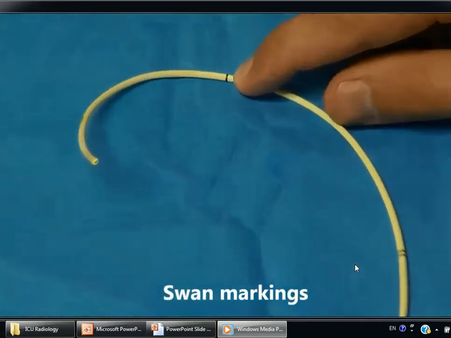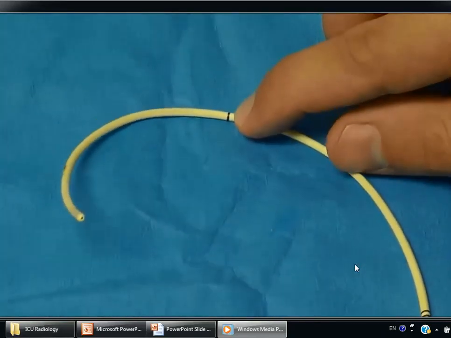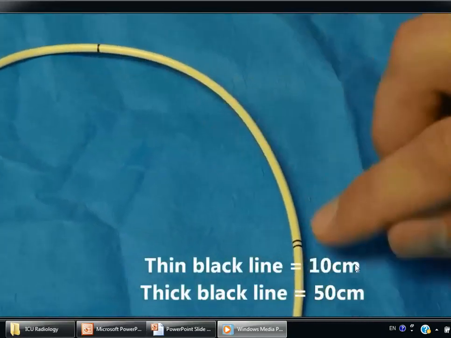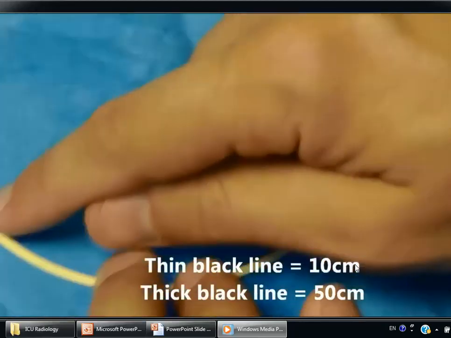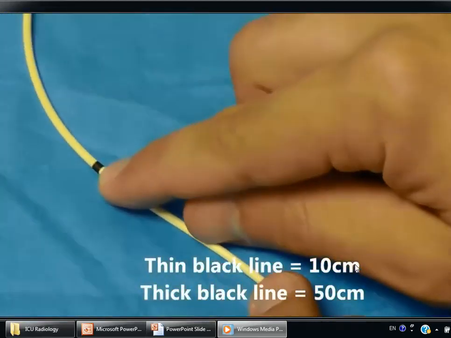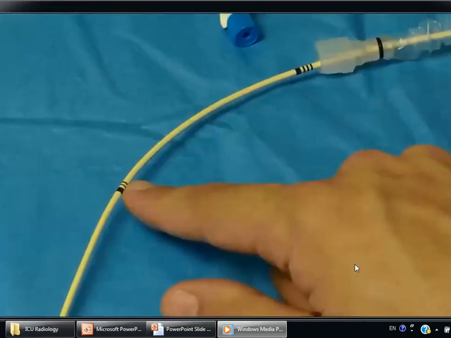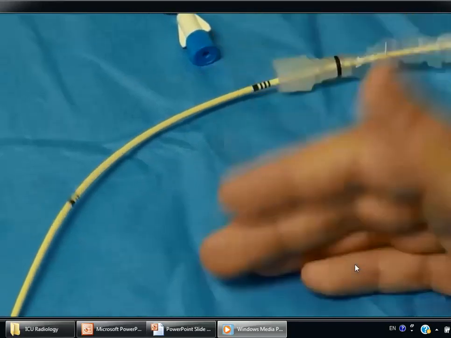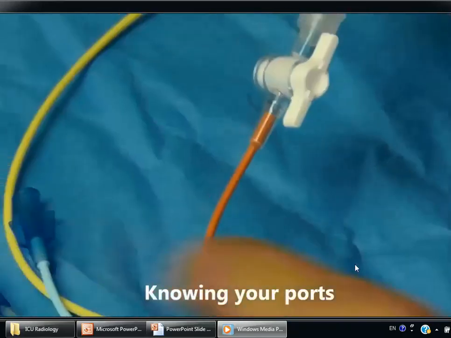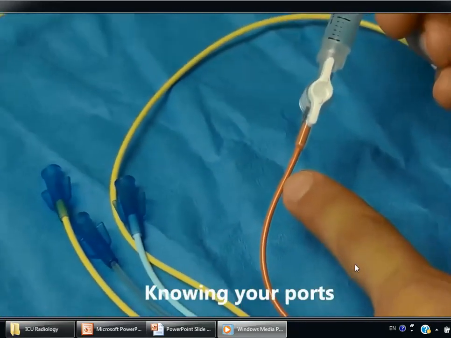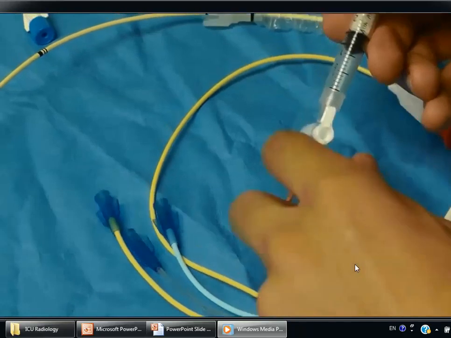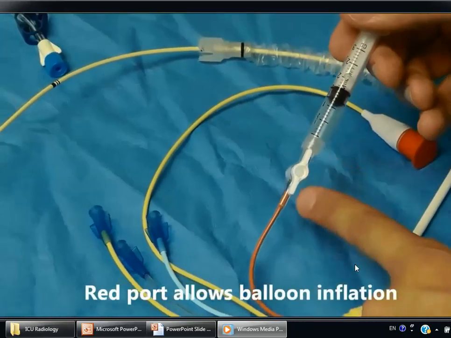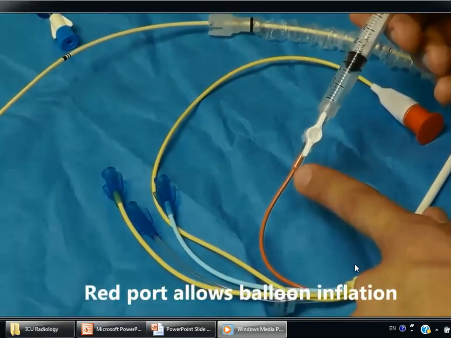One thin black line there means 10 centimeters. So there's 10 centimeters, 20, 30, 40, and then a thick black line there means 50 centimeters. And it goes all the way actually up to 100 centimeters. The balloon port is this red port. And so if you want to inflate the balloon, you just connect your syringe to this red port and inflate.